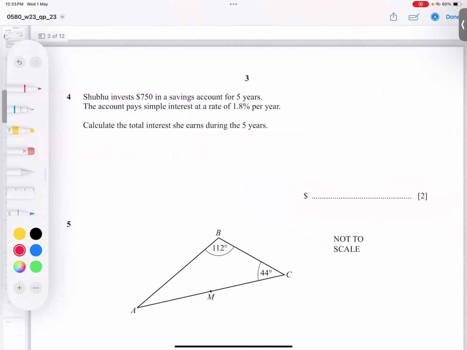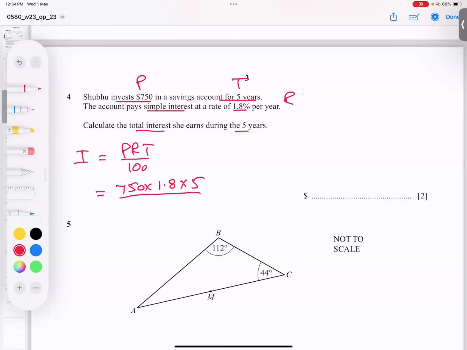Number 4, Shubho invests 750 in a savings account for 5 years. How much investment is called P? For 5 years, this is called T. Simple interest is mentioned, and the rate of interest R. And how much total money after 5 years? So I is equal to P R T over 100. P is 750, R is 1.8, time is 5, over 100.